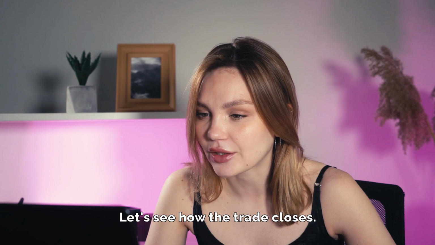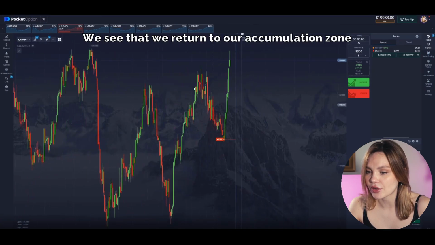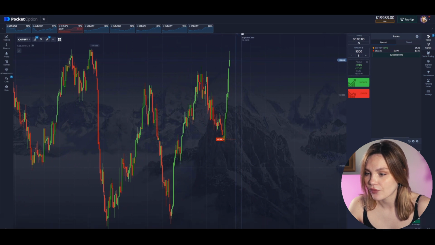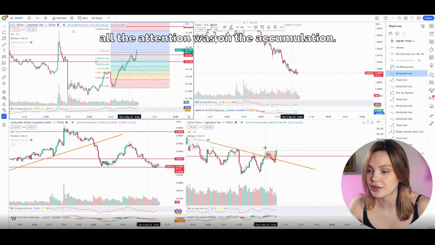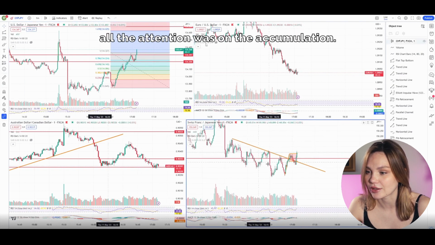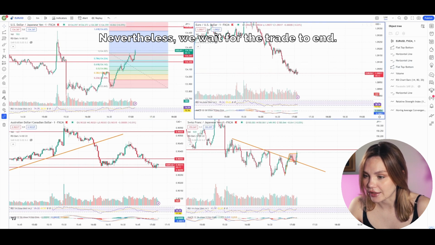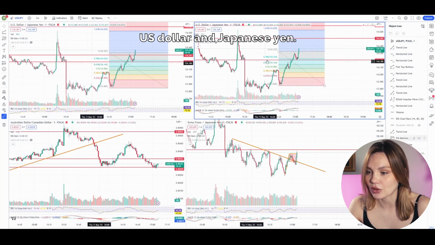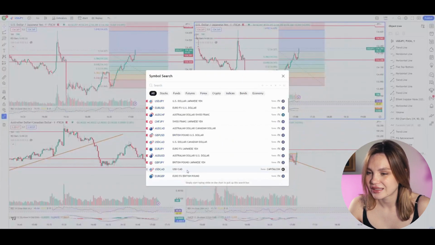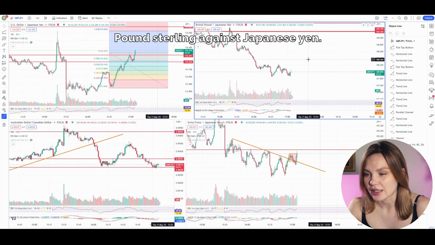Let's see how the trade closes. We see that we return to our accumulation zone and approach the resistance zone. Unfortunately, I didn't notice this zone the first time because all the attention was on the accumulation. Nevertheless, we wait for the trade to end. Let's see what we have for the next currency pairs, US dollar and Japanese yen. Nothing interesting overall.